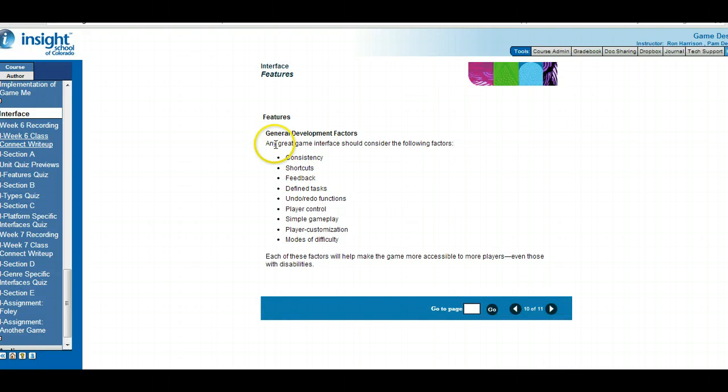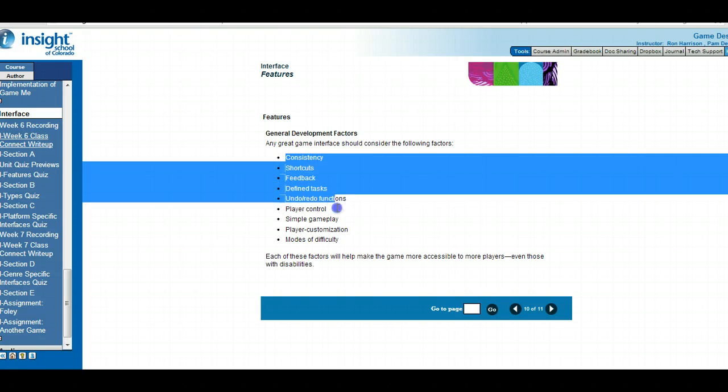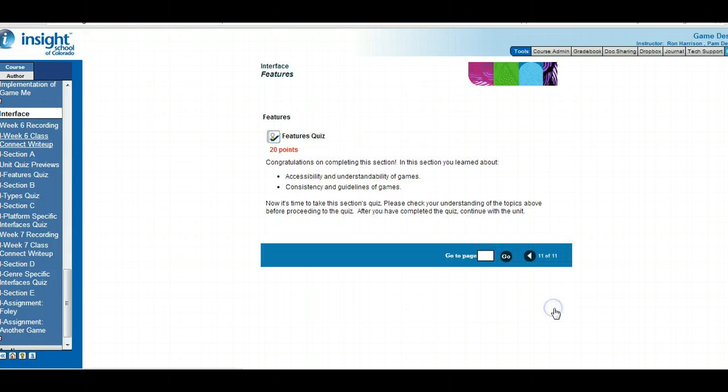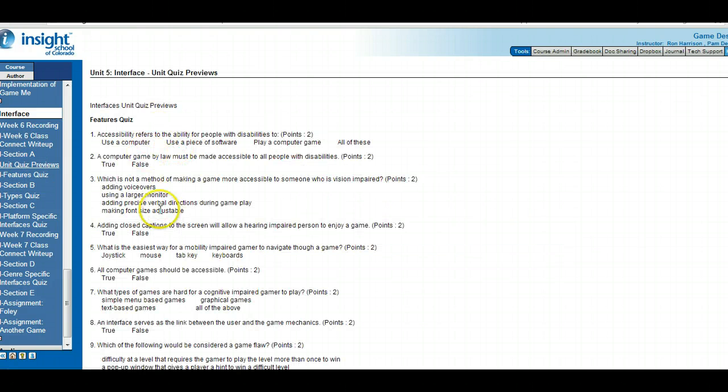So we looked at all of this. Any great game interface needs to have consistency, shortcuts, feedback, defined tasks, and all that. So all these factors help to make the game more accessible to people with disabilities. Then there's the features quiz. Of course, here are all the quiz previews. I put them all in the same document. There's the features quiz, and the other quizzes are down below.